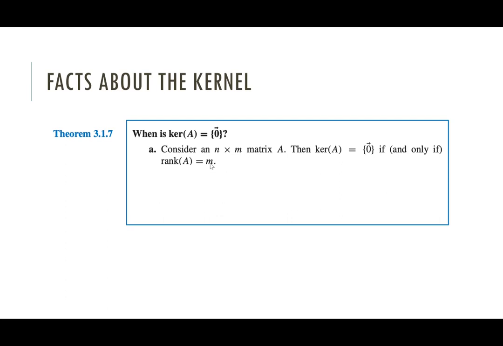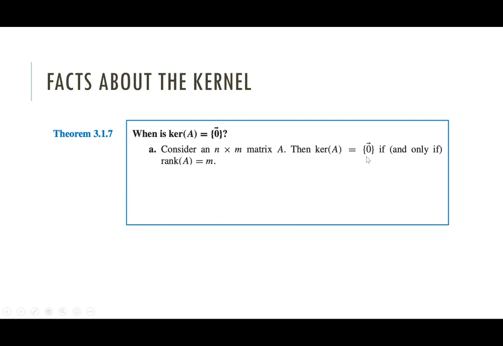you don't have any free variables. So it's just X1 equals zero, X2 equals zero, all the way down, and if you're doing it for every column, that's every variable. You get every variable equals zero. And so solving that system, the only solution is the zero vector. So that's going that way.